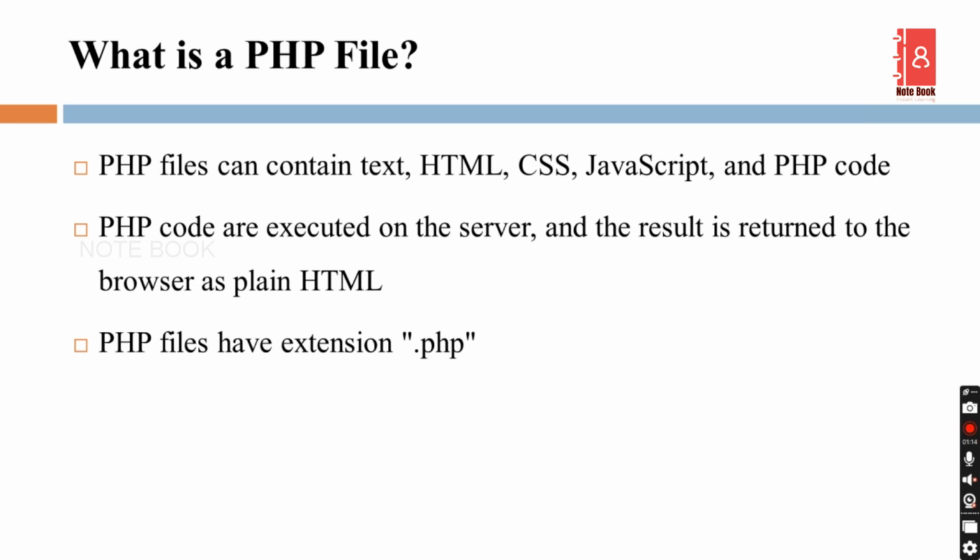What is a PHP file? A PHP file contains text, any kind of text, then HTML code, CSS, JavaScript, and PHP code. So all this combined is called a PHP file. It contains all those things. And the PHP code is executed on the server, as we know, and the result is returned to the browser as plain HTML. So it will be executed on the server, and the result will be sent back to the browser as a plain HTML page.